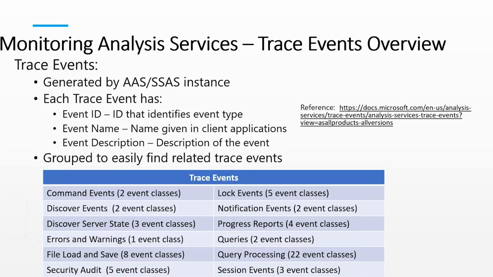Each trace event will have an event ID, an event name, and an event description. The event ID is simply an integer value that identifies the event type. This value is useful whenever you're reading traces converted to tables or XML files to filter the event type. The name is what the event is called in the client applications, and the event description is a brief description of the event itself. With the trace events table demonstrated here, there are over 12 trace event categories with approximately 70 event classes in total.